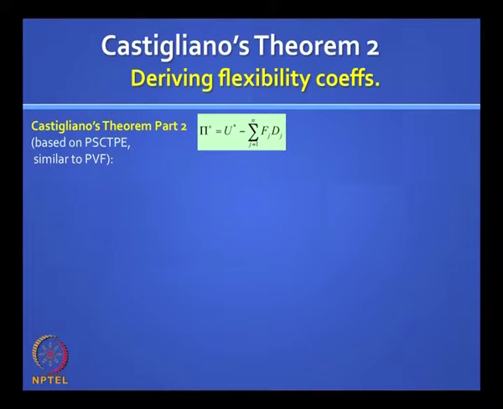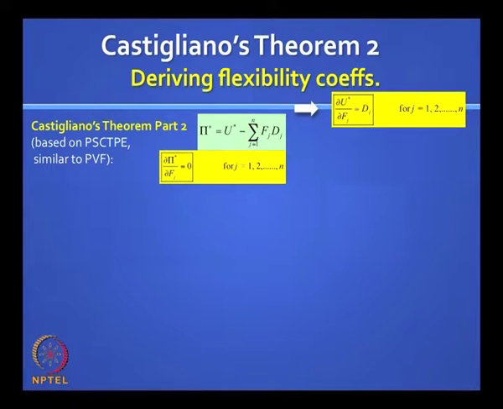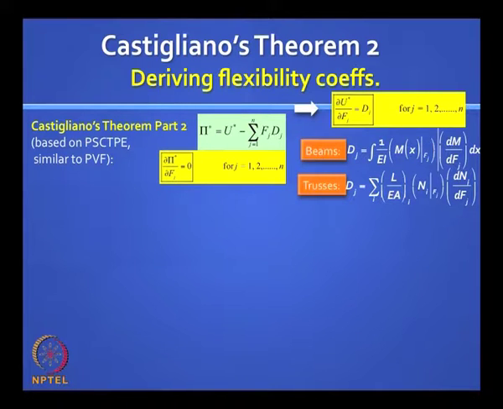You can do the same thing using Castigliano's theorem part 2. Here again you can prove, using a similar procedure, dou u star by dou Fj is equal to dj for j from 1 to n. Here you can take advantage of the fact that u is equal to u star for linear elastic behavior, and so for beams you get that expression. Can you say something about these expressions? Have you encountered them earlier in a different form? For beams it takes this form.